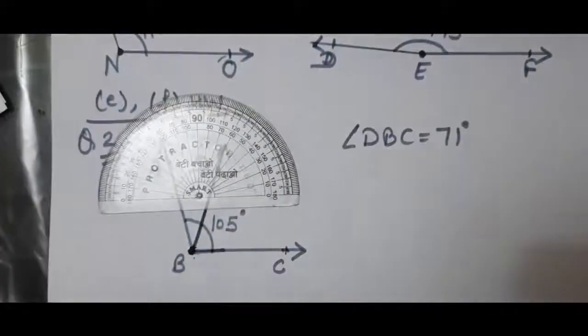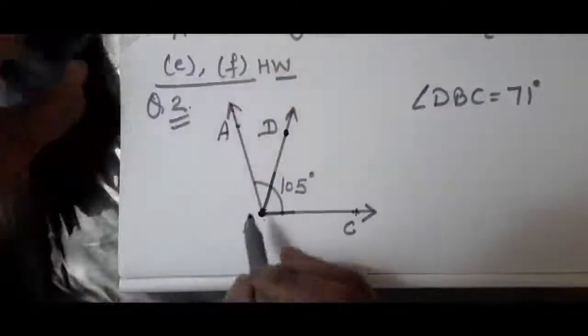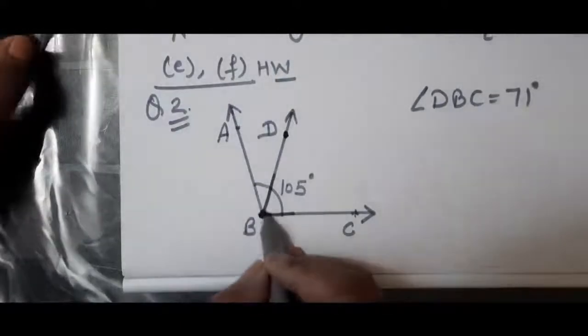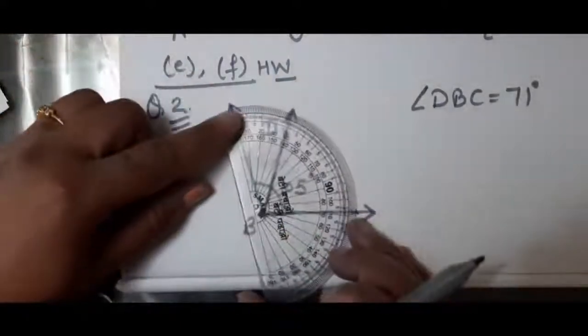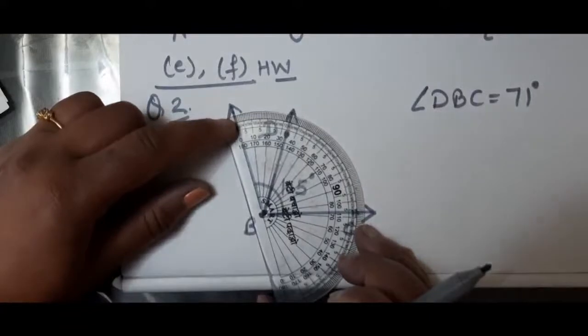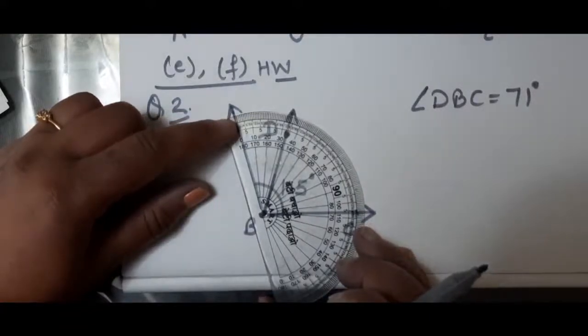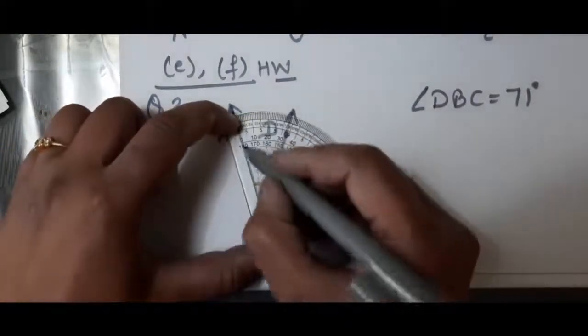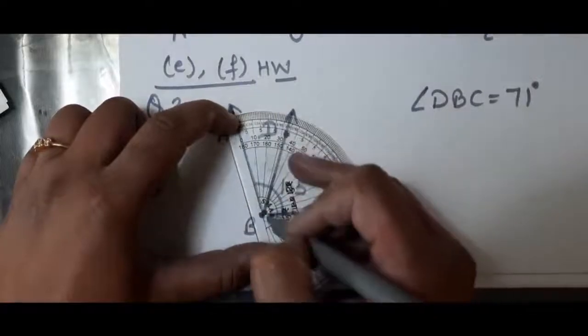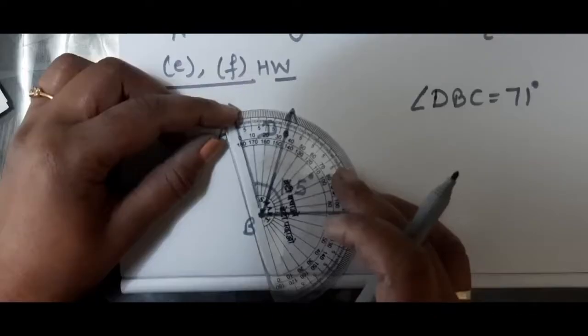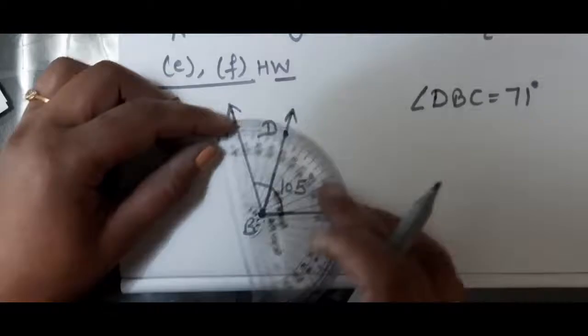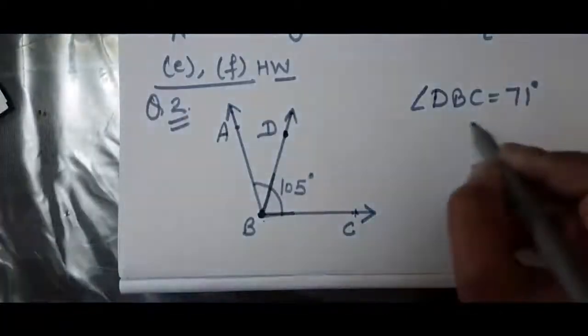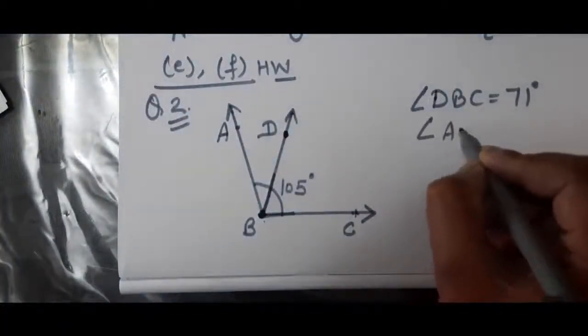Now also, see in the book, you will measure angle ABD also. In order to measure this, you will place your protractor here at one ray, and at the second ray you will check the measure. This angle you need to measure, angle ABD. You can see this is 34 degrees. So angle ABD is 34 degrees.